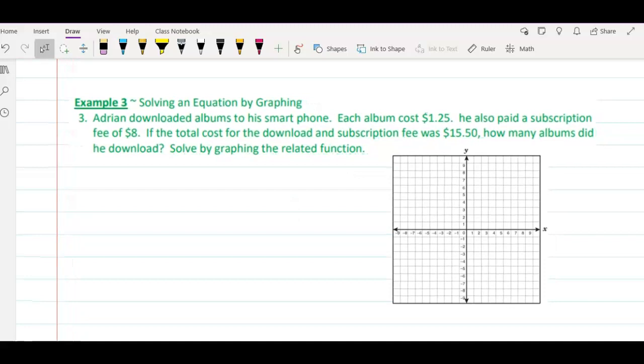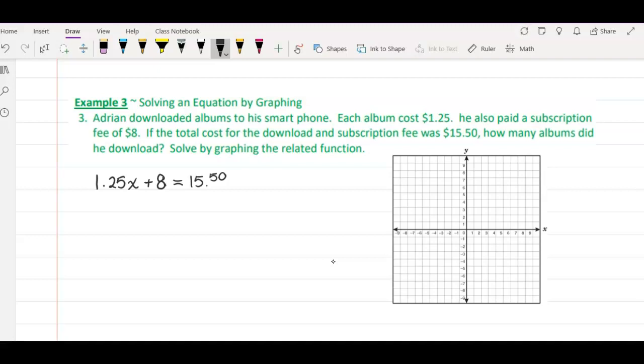Here's an example of a real-world problem. Adrian downloaded albums to his smartphone. Each album costs $1.25, so it's $1.25 times each album, and he had to pay this fee of $8. If the total cost for the download and the subscription was $15.50, how many albums did he download?